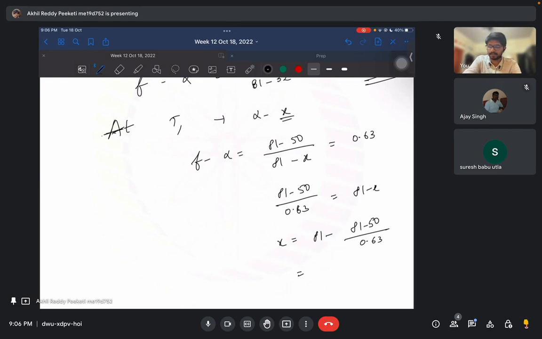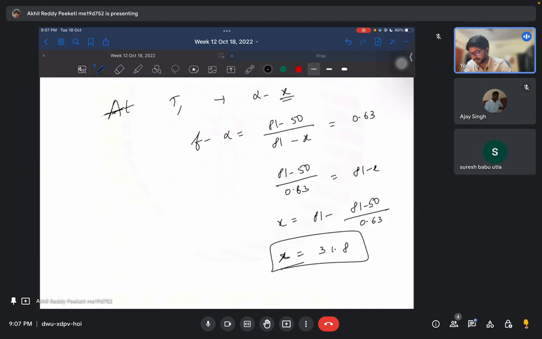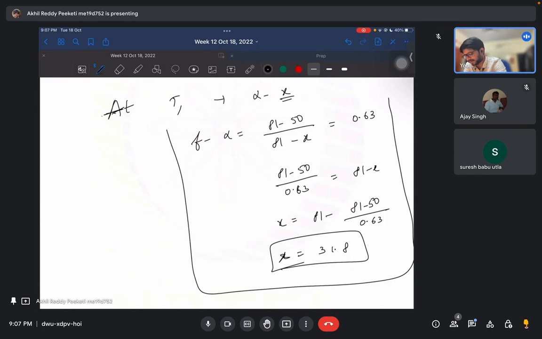Yes. So yeah, I think we can do this also. So this would give us x as 31.8. So now we can actually see the temperature at which x is 31.8. So that is around actually 400 only. Okay. Yeah. So as you said, this way if we do, we don't need to do the trial and error. We can actually get directly the answer. Thank you, Ajay.